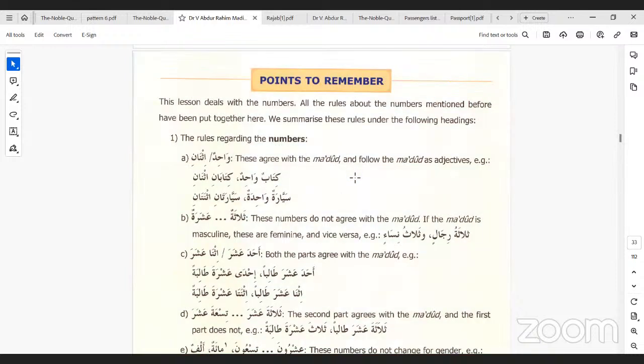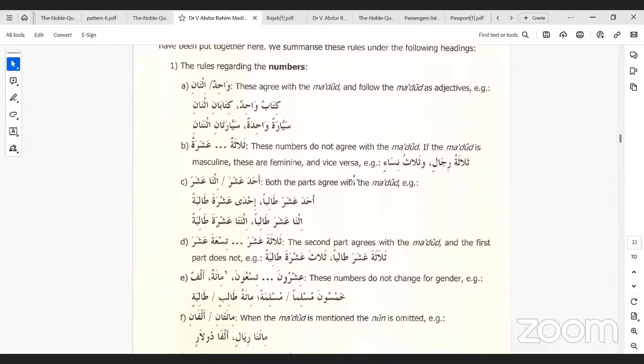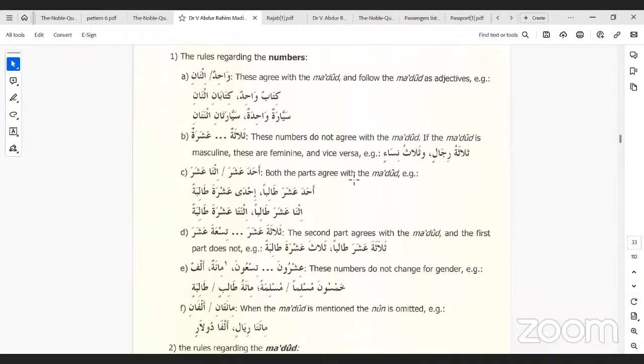This lesson deals with the numbers. All the rules about the numbers mentioned before have been put together here. We summarize these rules under the following headings. Number 1, the rules regarding the numbers. A. Wahidun, ithnani. These agree with the ma'dud and follow the ma'dud as adjectives. For example, kitabun wahidun, one book. Kitabani ithnani, two books.